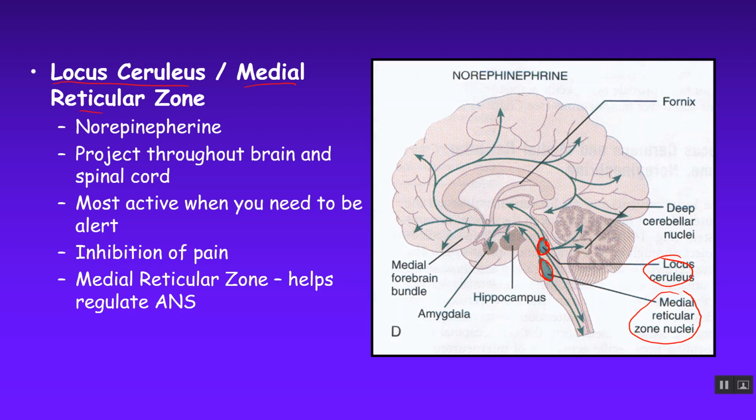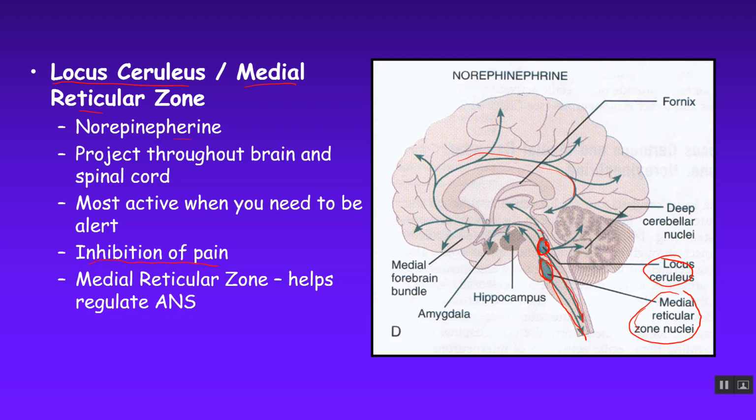These have projecting axons, again, very diffuse, both to the cerebrum and then some descending pathways. Norepinephrine is projected to the brain and spinal cord, most active when you need to be alert. So when you're up and alert, your locus coeruleus is secreting norepinephrine into your cerebrum to keep you alert and awake. This medial reticular zone nuclei have projections down, as well as the locus coeruleus project down to inhibit pain.